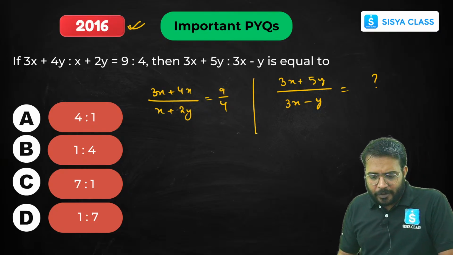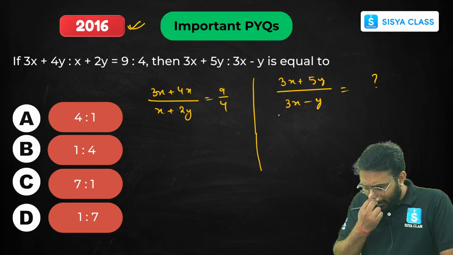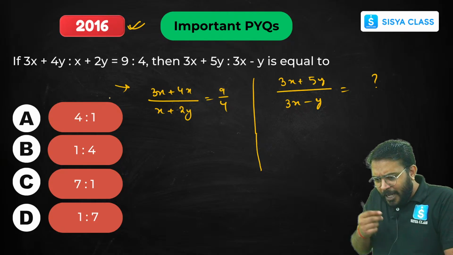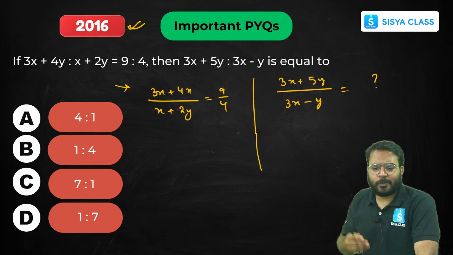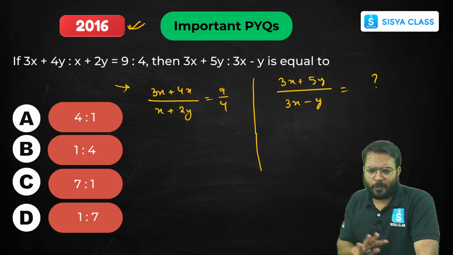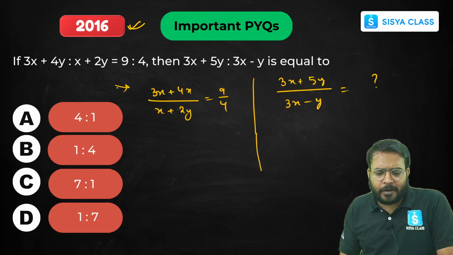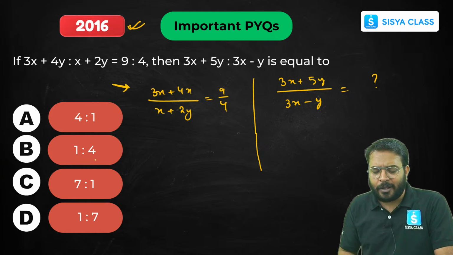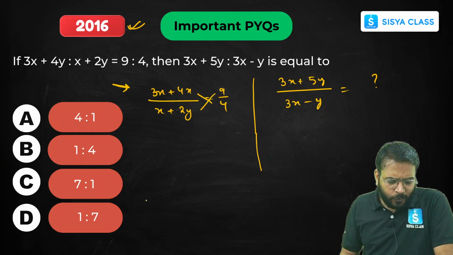Now how to solve this question beta? See here, can we convert this into 3x plus 5y by 3x minus y? Is there any possibility to convert this in this way? No, there is no possibility. Then sir, what do I do? So we need to frame a relation between x and y. Just cross multiply and get one equation in x and y.